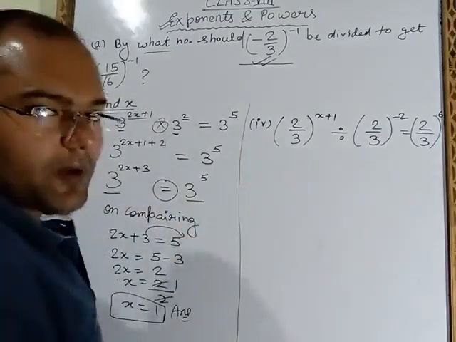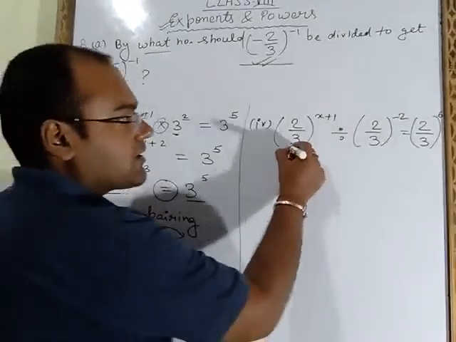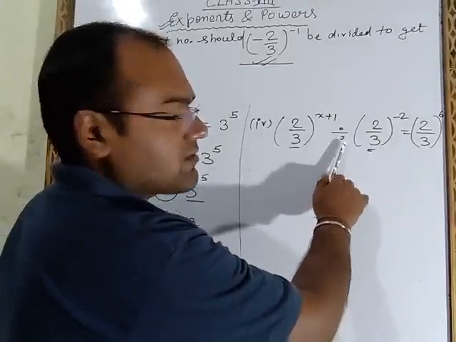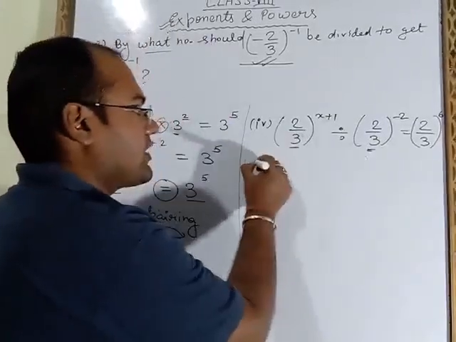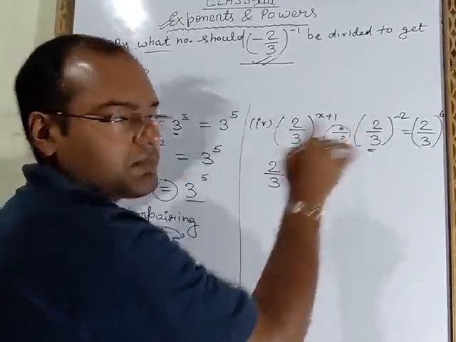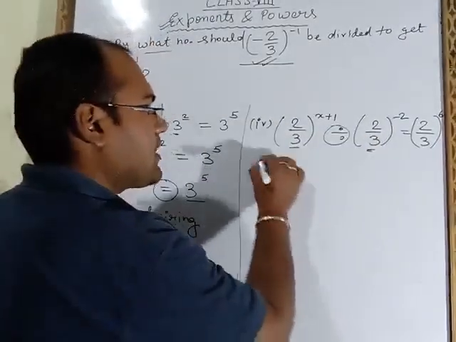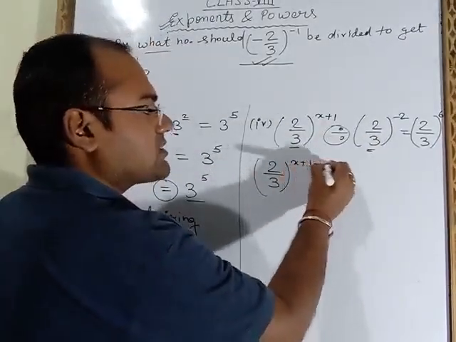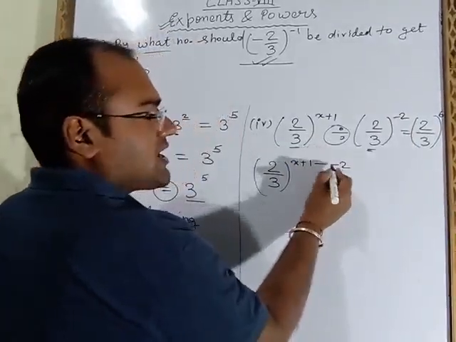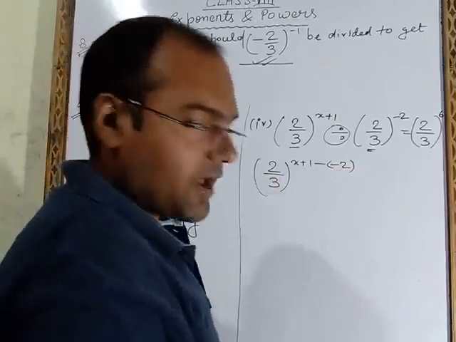Now see this fourth part. What is this fourth part? Here the bases are the same, and in between these two bases a divide sign is coming. So what we have to do: the base we write as it is. Because of this divide sign we have to subtract these powers. So the first power is x plus 1, subtract means minus. The second power is minus 2. Two signs are coming together, so we have to put a bracket.